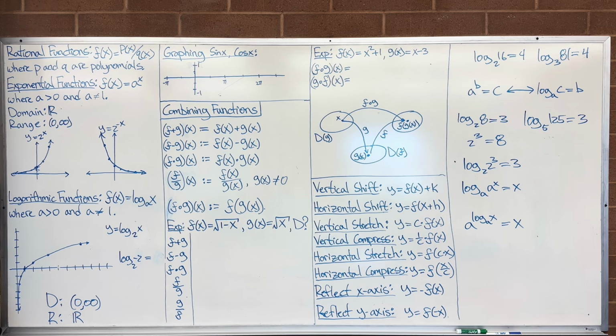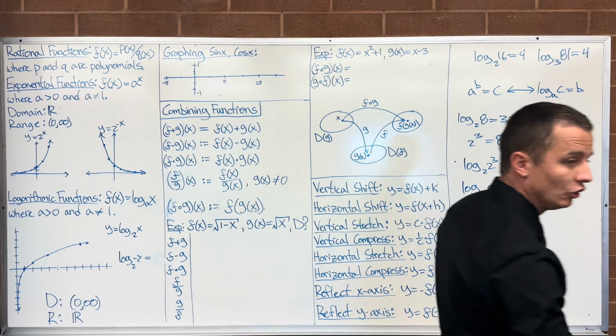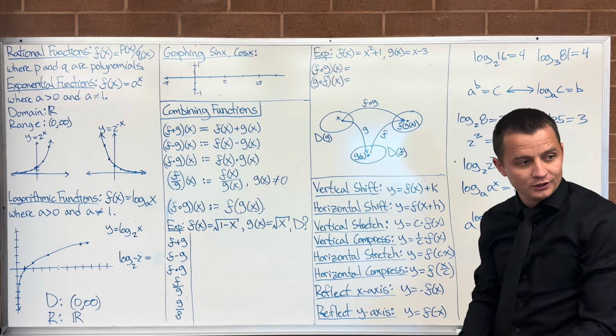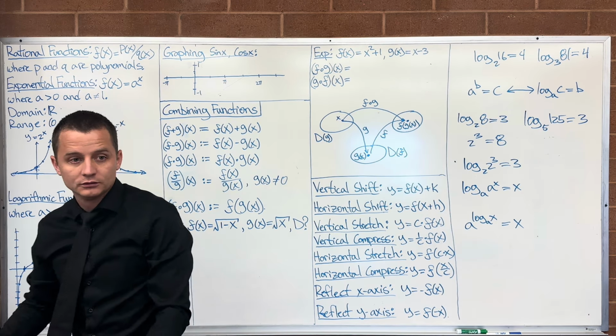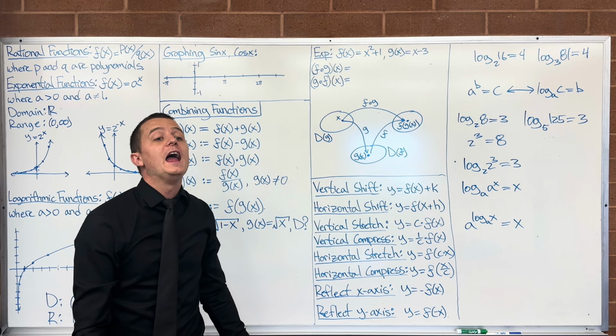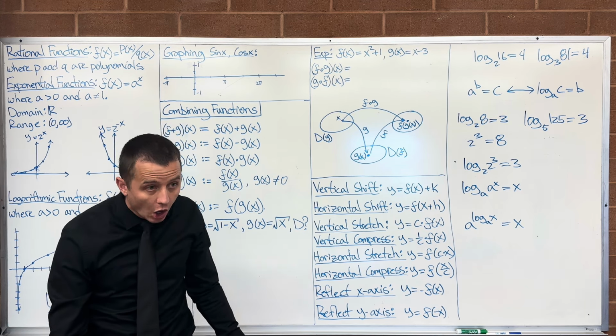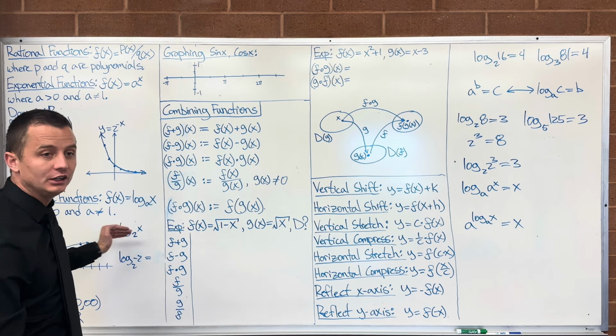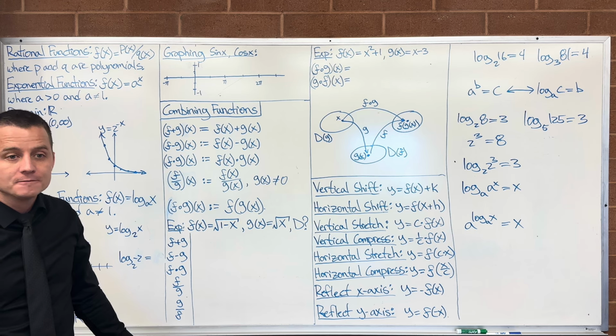Logs grow extremely slowly. They are very slow growing functions. The problem is they grow slower every time you go higher. So they grow slow, and they are constantly getting slower as they grow. But the slope is constantly decreasing, and it won't ever stop.